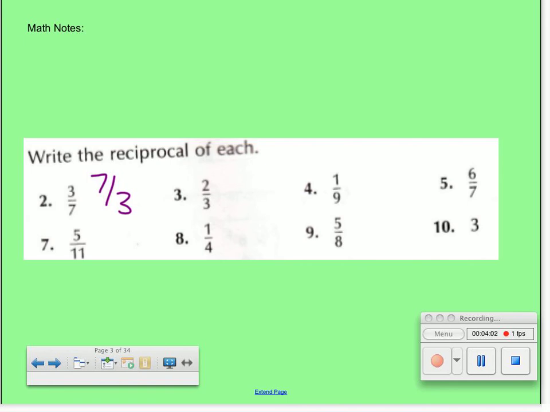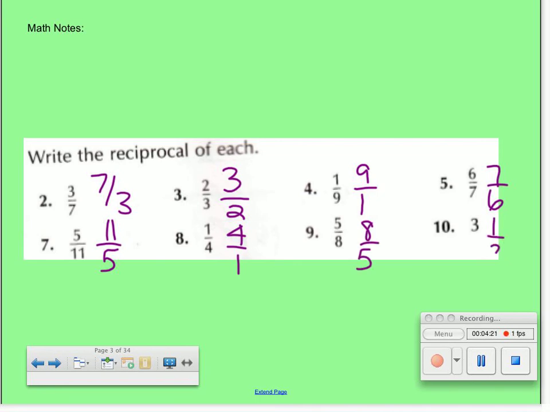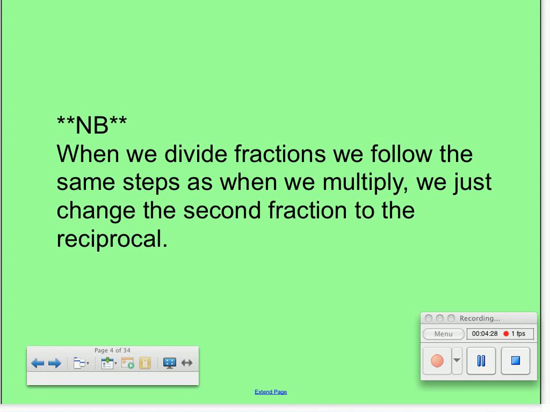So then when we are writing reciprocals of these numbers, 3 over 7 becomes 7 over 3. 2 over 3 becomes 3 over 2. 1 over 9 becomes 9 over 1. 6 over 7 becomes 7 over 6. We have 11 over 5. 4 over 1 are just plain 4. 8 over 5. And 1 over 3, because this would be 3 over 1.